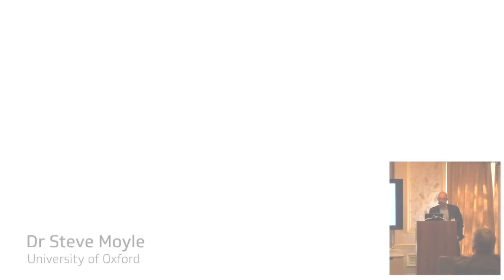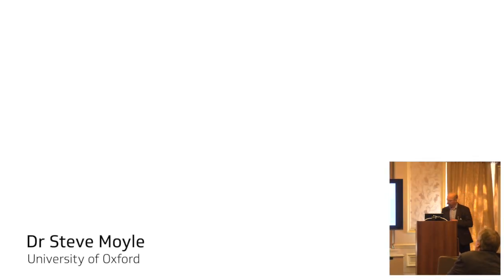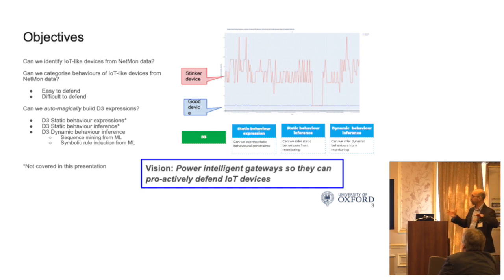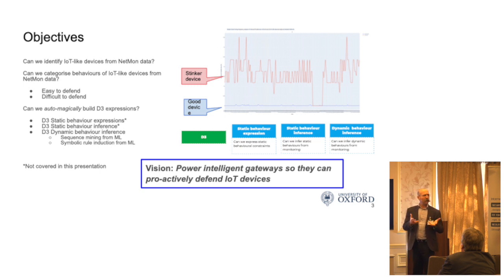So a quick outline, I won't talk too much on this. The real objectives here are: how can we power an intelligent gateway to defend devices behind the gateway, when the devices themselves weren't designed to work in any particular way with that gateway? Can we identify IoT-like devices from D3 event data? I'm going to call that NetMon for the rest of my talk.